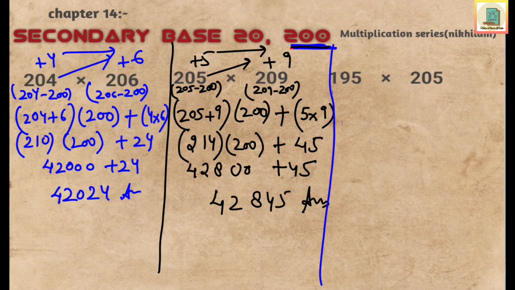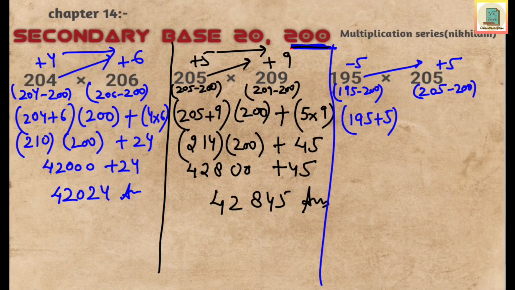Now let's take the third question. 195 multiplied by 205. So now here 195 minus 200 gives minus 5 as deviation, and 205 minus 200 gives plus 5 as deviation. Now first number plus the second deviation, so 195 plus 5, multiply by the base, which is 200, plus multiply the deviations, which will be minus 5 multiplied by plus 5.